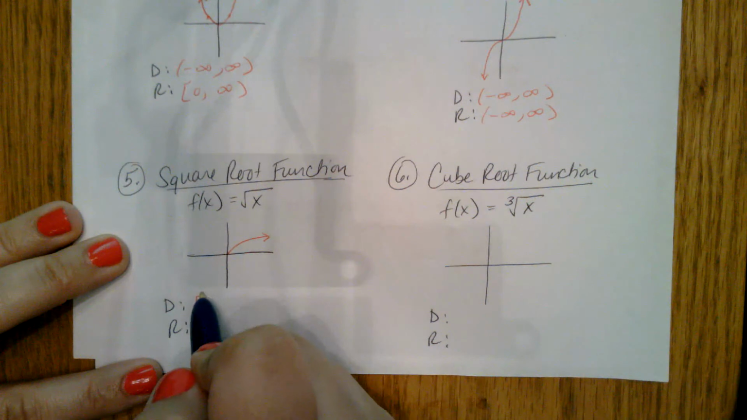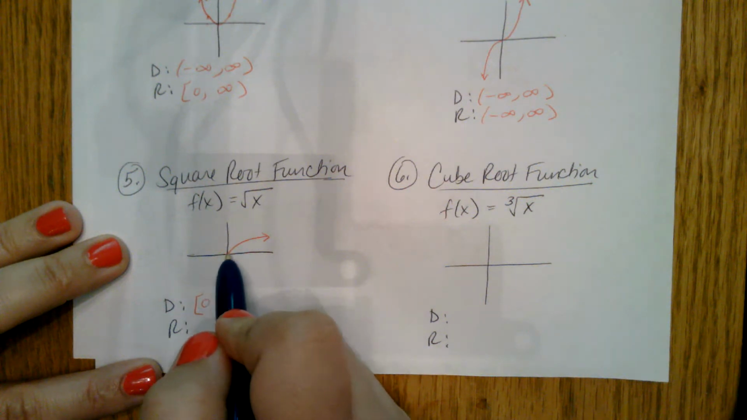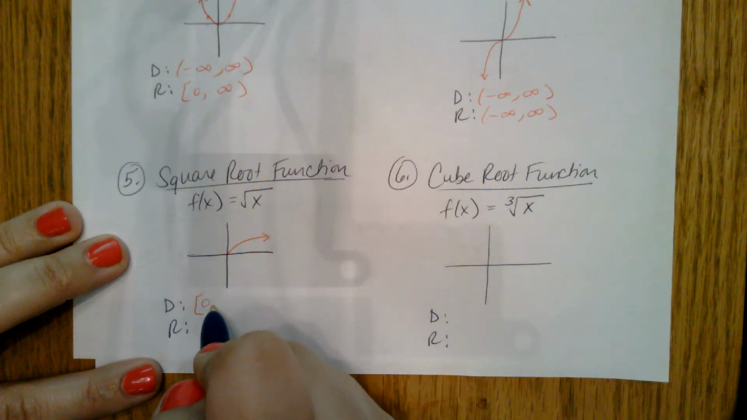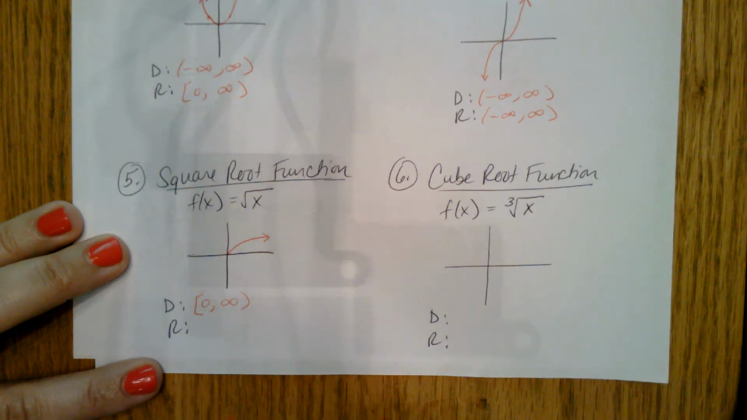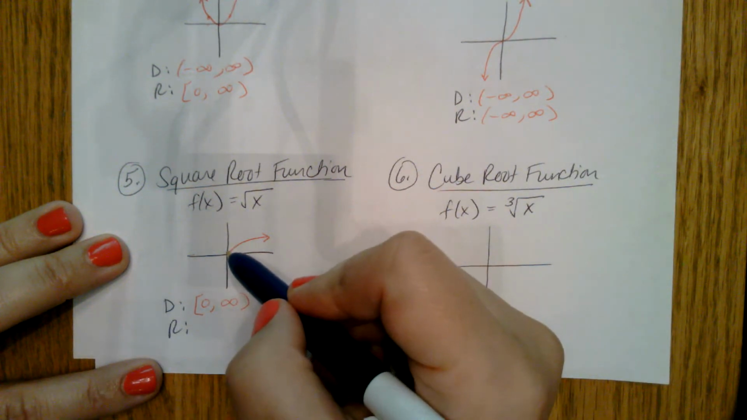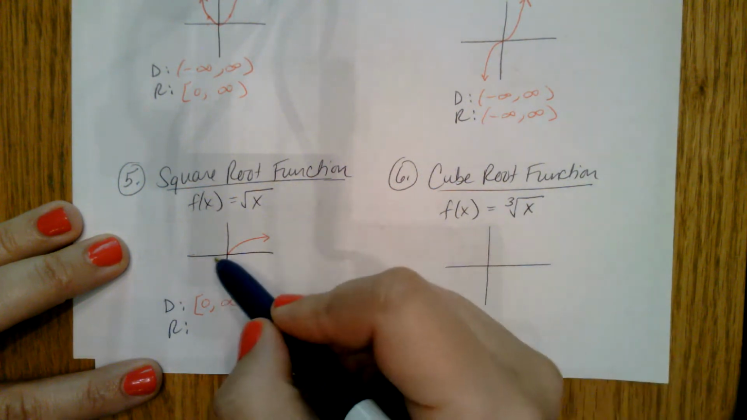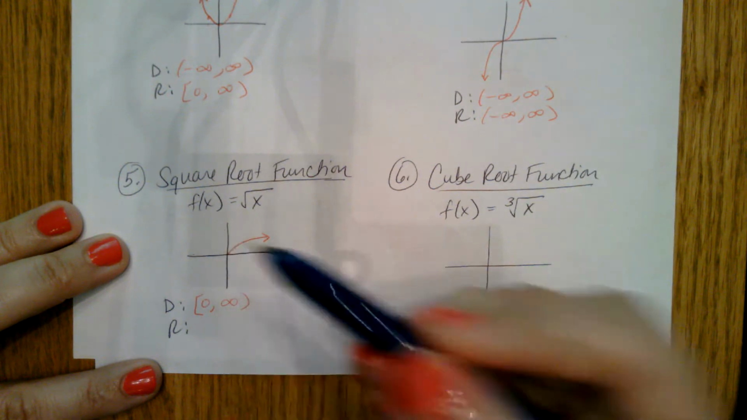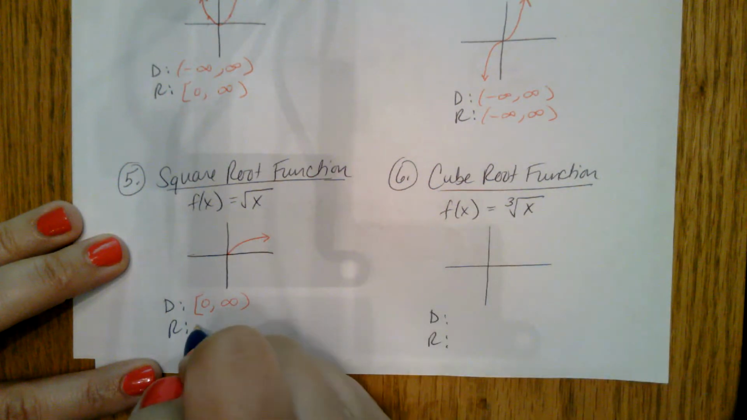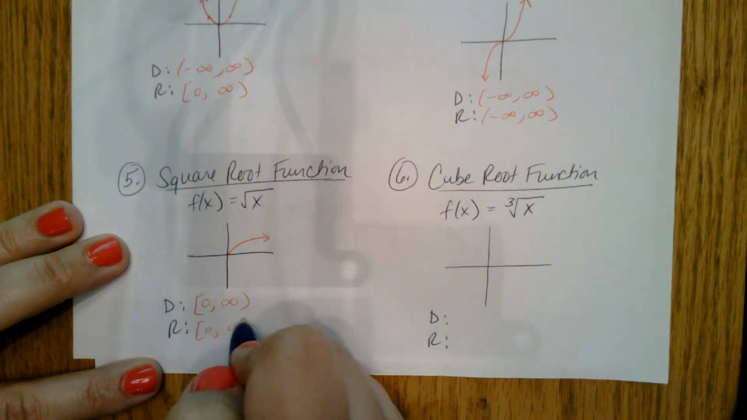That's why I'm closing the bracket. But anything before 0 is not, and then all the way to infinity. And the range, again, even though it looks like it's leveling off, it's not. You're going to be able to have y values out to infinity. So it also would be 0 to infinity.